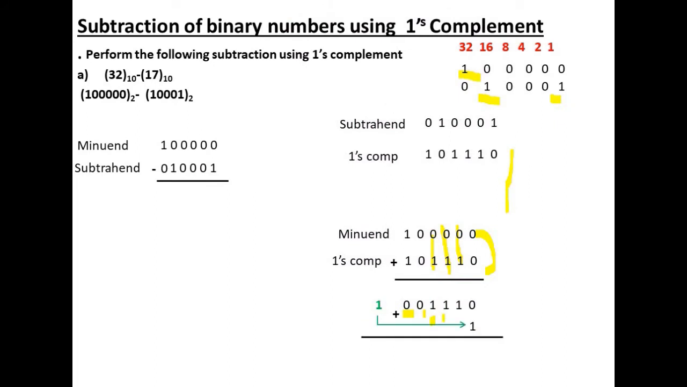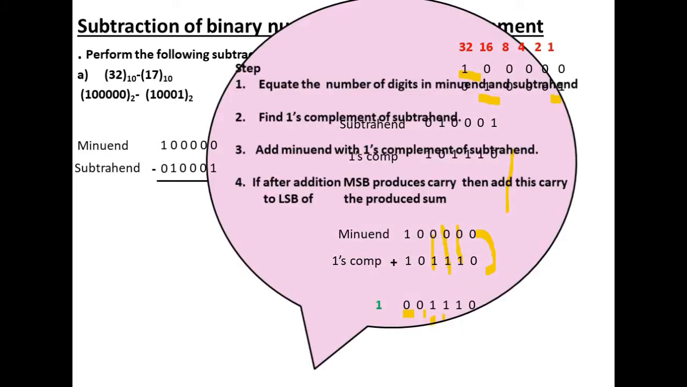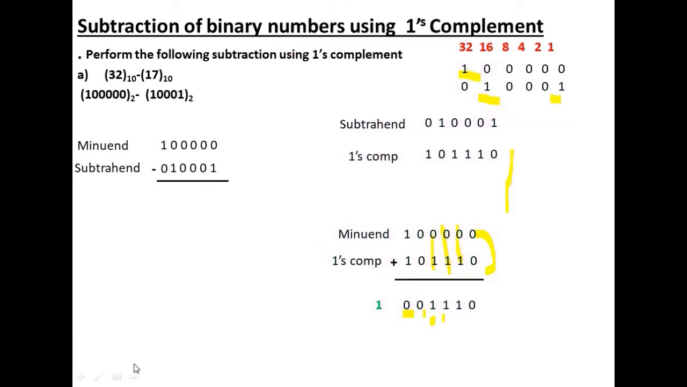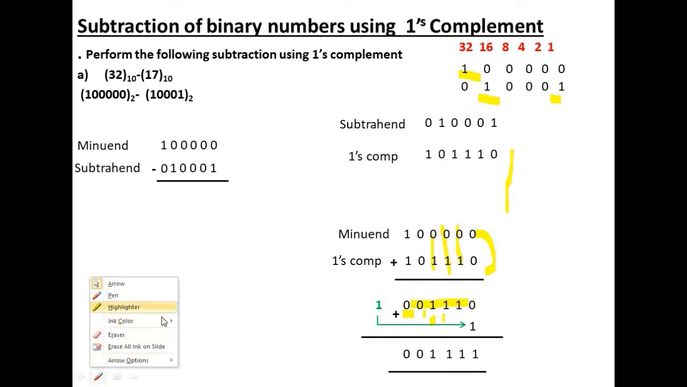The next step is that after addition, if the MSB produces a carry, then we have to add this carry to the LSB of the produced sum. So here we add this carry to the produced sum. The carry is added again: 0 plus 1 is 1, then 1 plus 0 is 1, 1, 1, 0 and 0. So we have arrived at the result 0, 0, 1, 1, 1, 1.